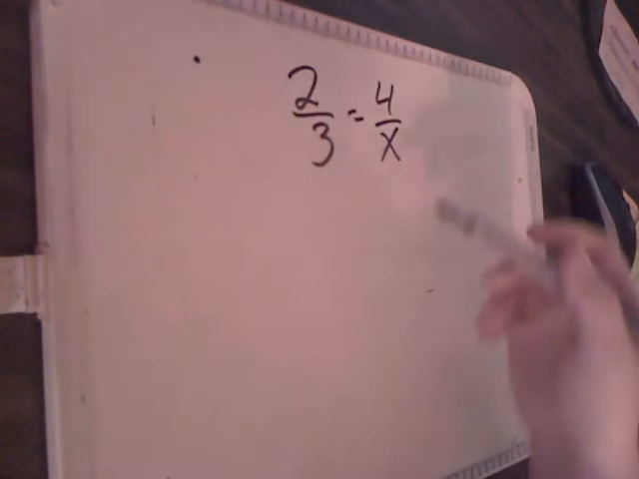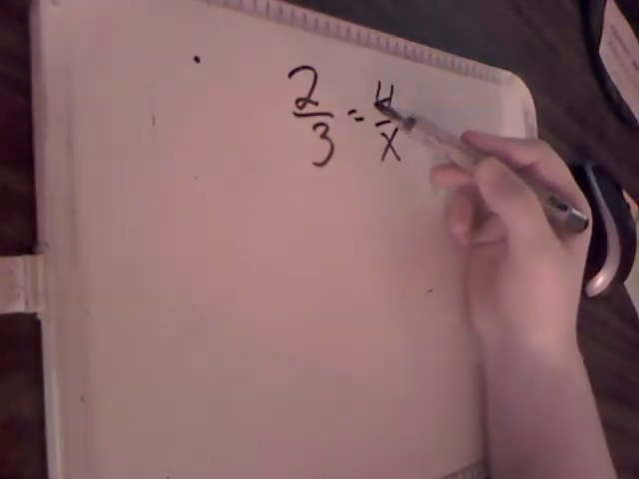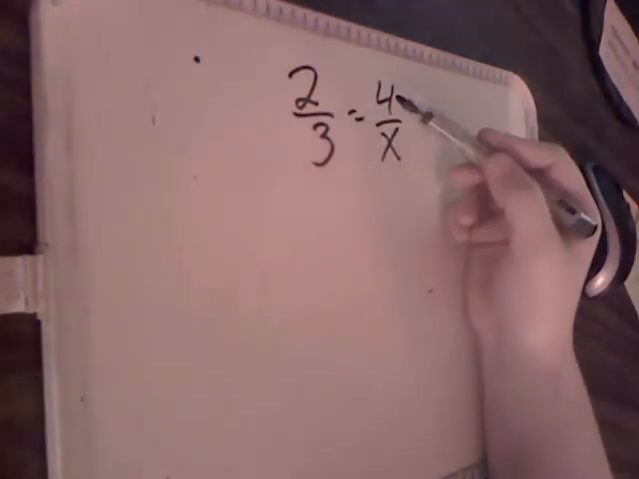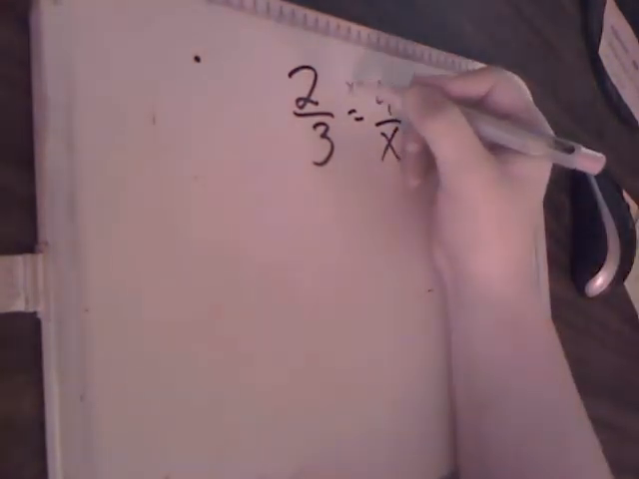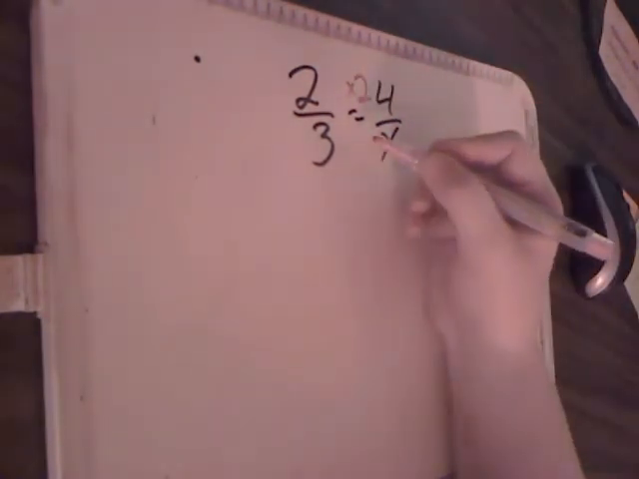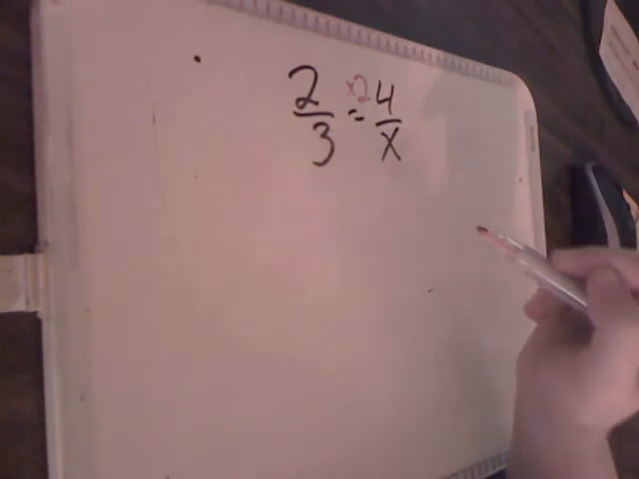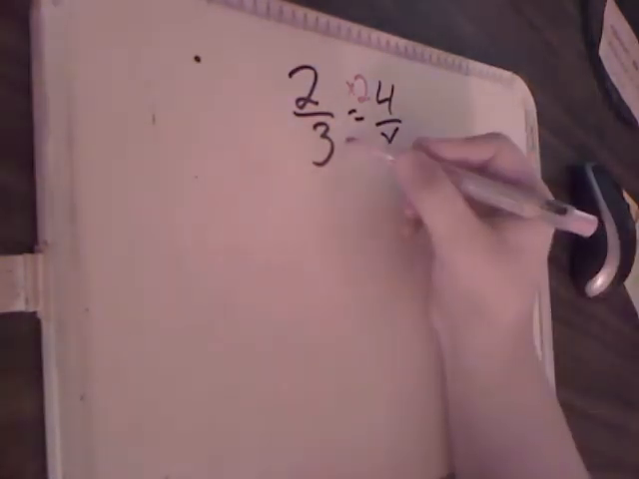The first way is by figuring out if 2 times something can get you 4. We know that 2 times 2 is 4. So because these are equivalent and these mean the same exact thing, we can just do 3 times 2, and that will get us our answer of 6.